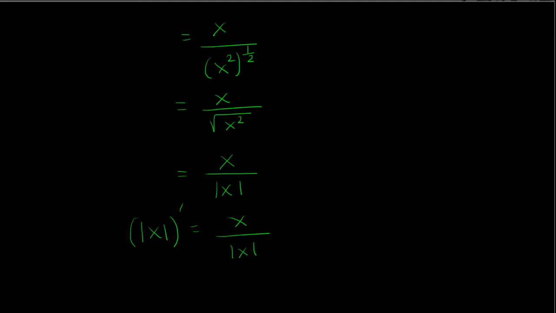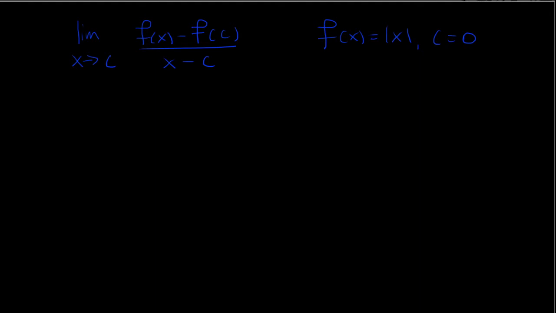Okay, next let's look at x equals 0. What is the derivative of the absolute value of x at x equals 0? I want to use the alternate definition of derivative. The one I'm looking for is the limit as x approaches c of f of x minus f of c over x minus c, where f of x is the absolute value of x and c is 0. So let's plug that in here.